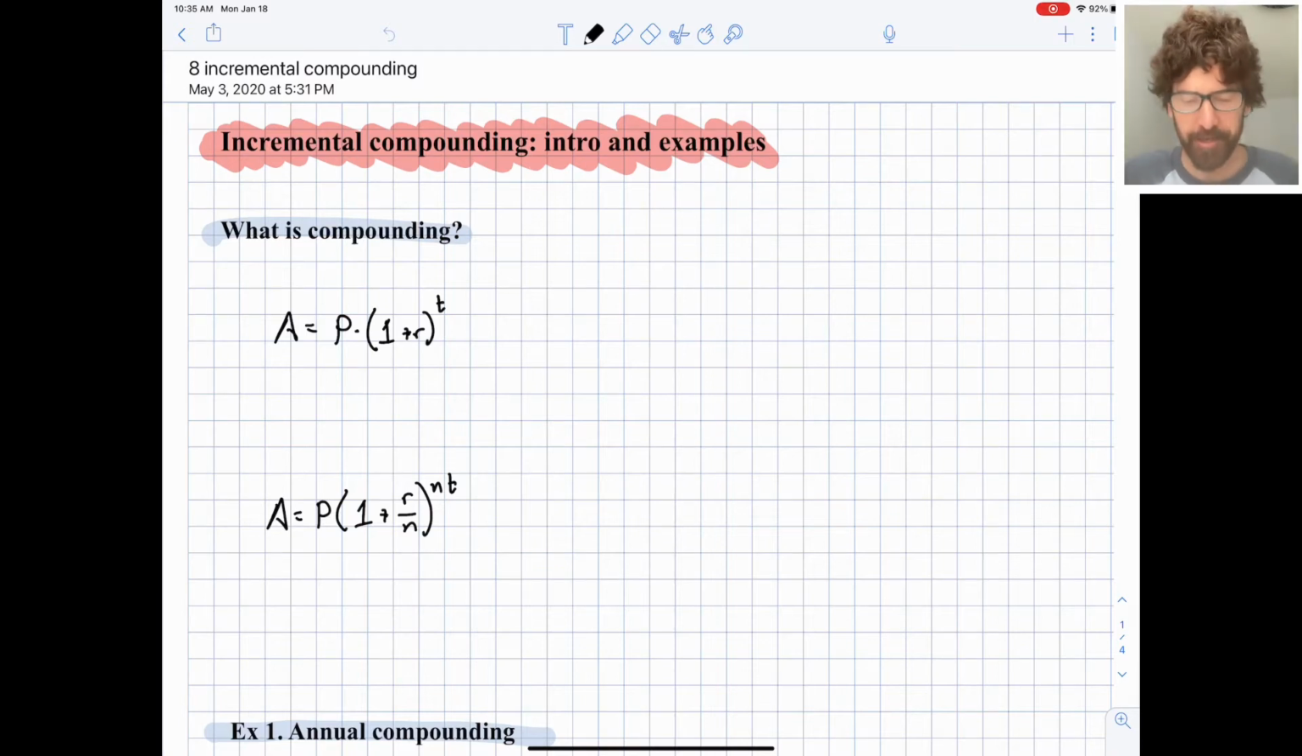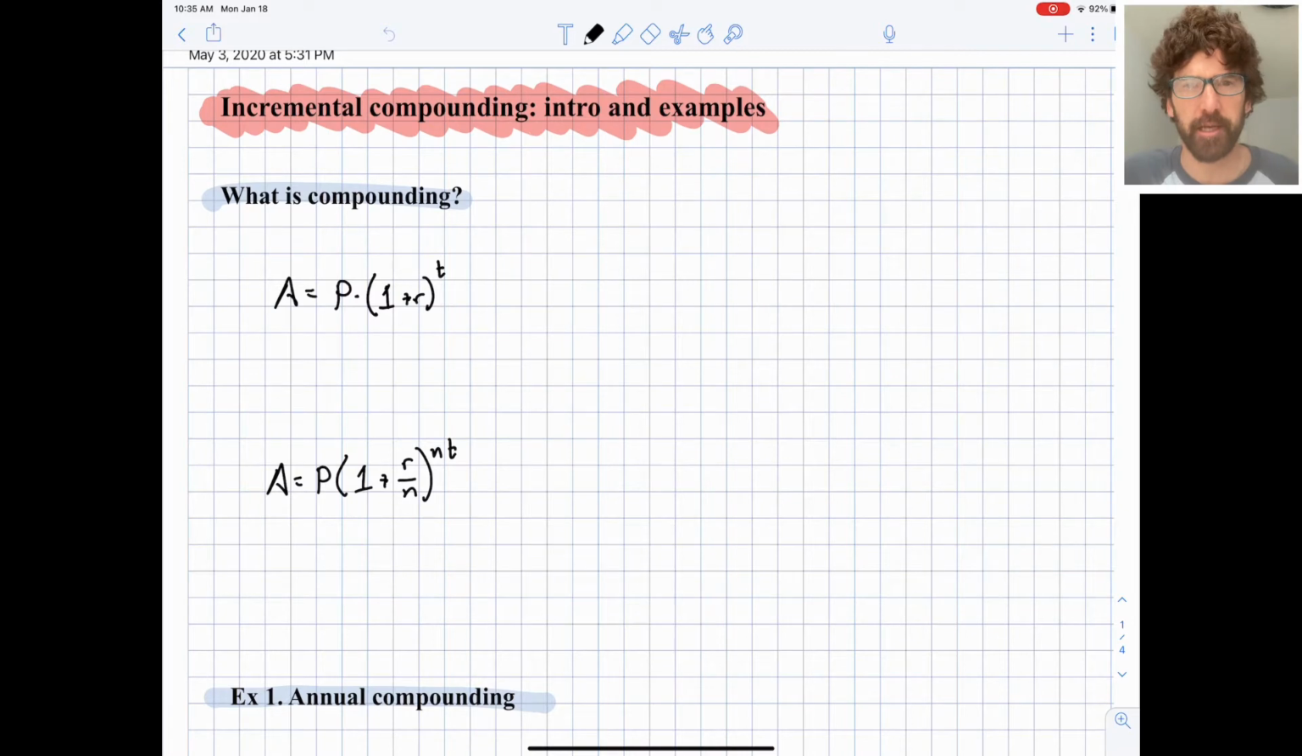All right, this is a video on incremental compounding related to growth of money in a bank account earning interest. We'll start off with an introduction and then do a few solved examples. First off, it's important to think about just what is compounding.